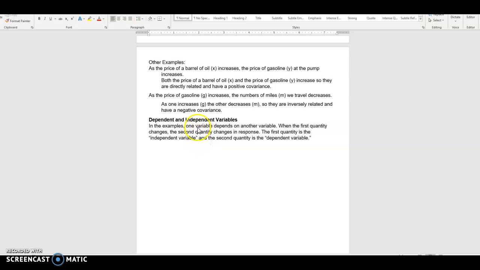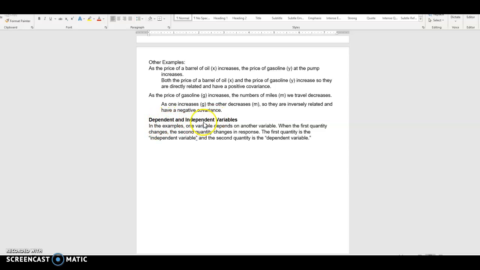Here are a couple of other little examples. As the price of a barrel of oil, X, increases, the price of the gasoline, Y, at the pump increases also. So both the price of the barrel of oil and the price of the gasoline increase. So they are directly related and have positive covariance. Both go up and both increase. But as the price of gasoline increases, the number of miles we travel decreases. So as one increases, the gasoline, the other decreases, the miles we travel. So they are inversely related and have a negative covariance.